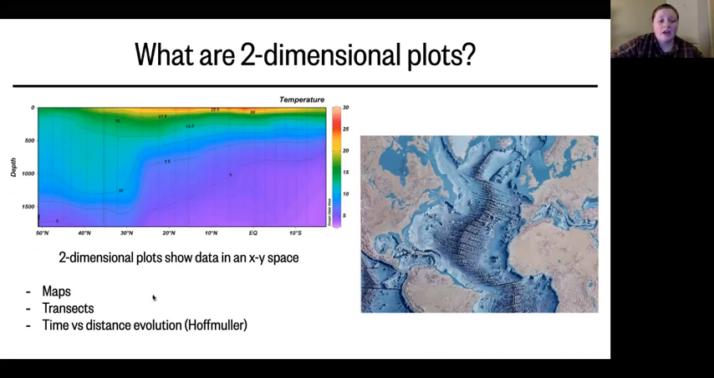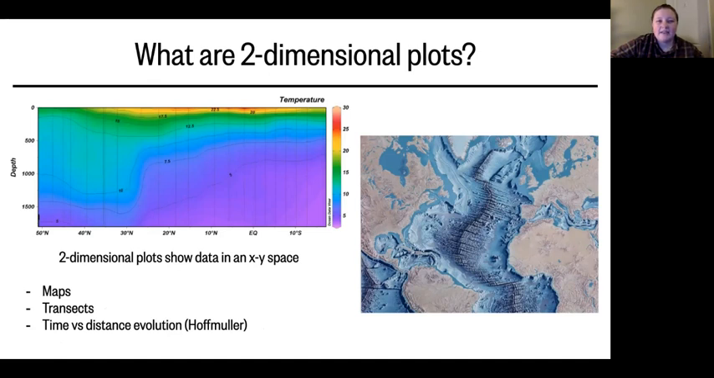You can think of transects. So we have a transect here, depth and latitude. You can see temperatures being shown in that frame. So it's a two-dimensional plot as well. And then finally, you also have time versus distance evolution, also known as Hofmüller plots. And that just looks at how an area in space evolves in time. So it has a time axis and a space or a distance axis. So these are some of the more common two-dimensional plots in geosciences.